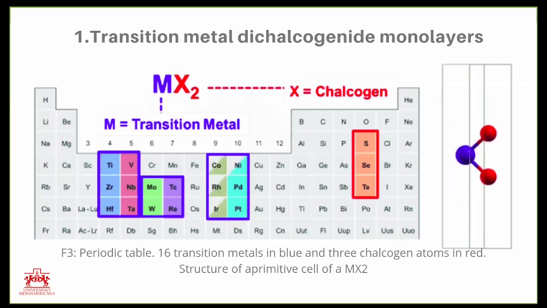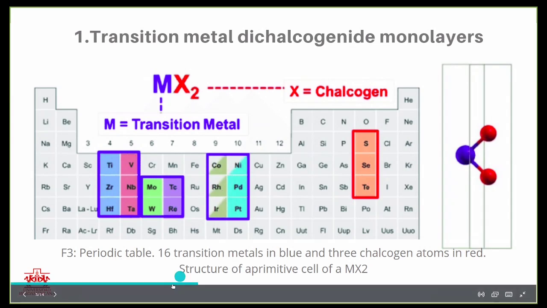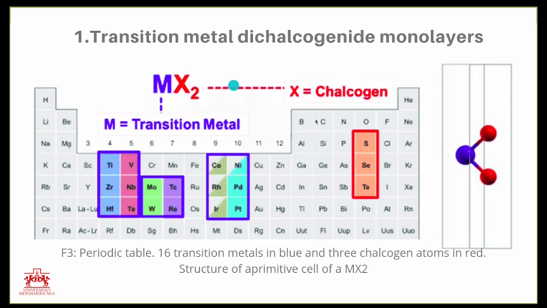Okay, well, now I'm going to tell you about the transition metal dichalcogenide monolayers. These kind of materials are semiconductor materials with the formula MX2. M is a transition metal that you can see here in blue. And you can see that we have 16 different transition metals. And we have 3 chalcogens. So we have a lot of combinations to study.